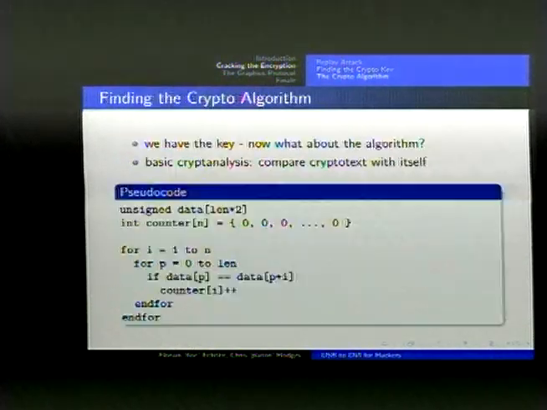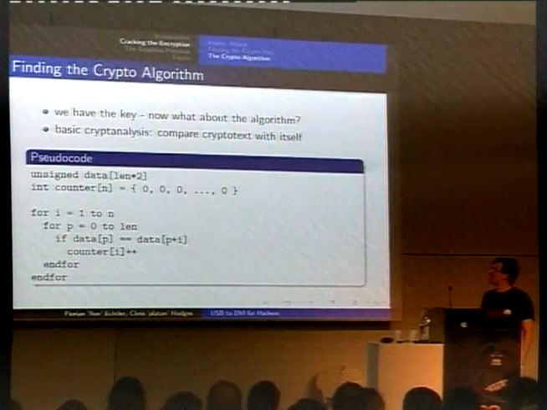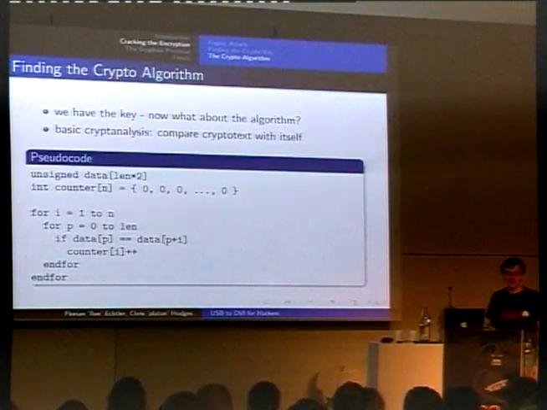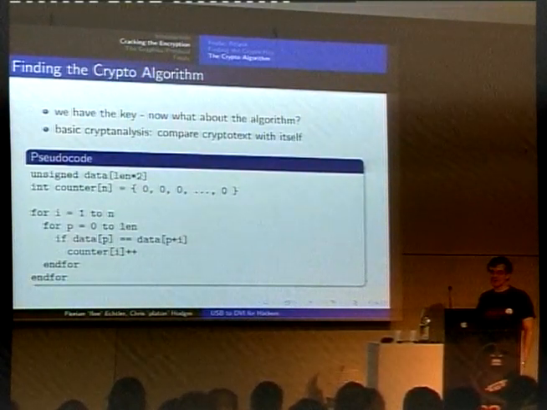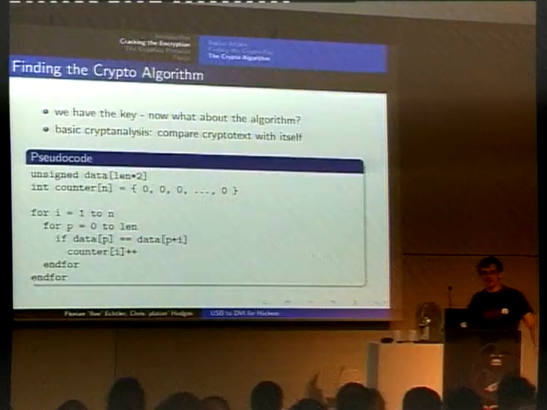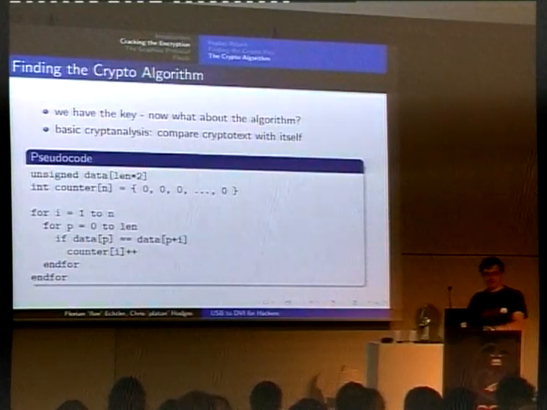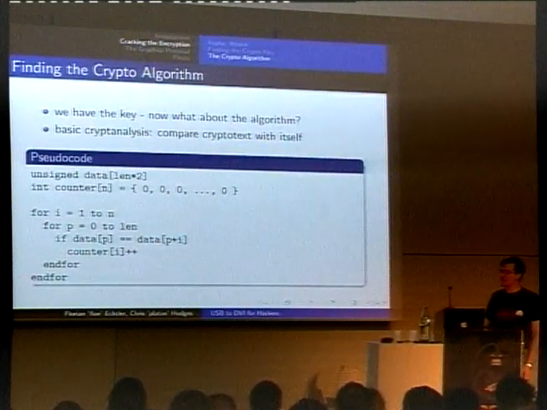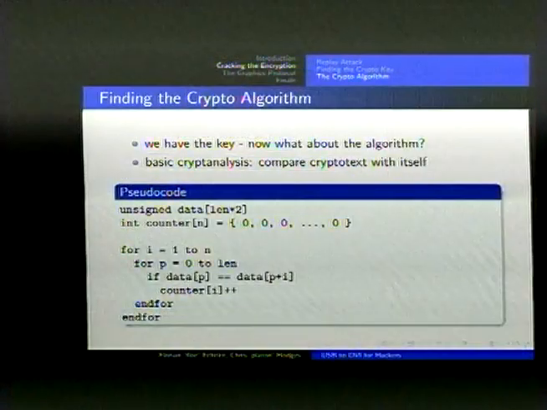But of course, this didn't help very much at that point, because we still didn't know what the algorithm used for the encryption actually was. So we tried some very basic crypto analysis, which is just to compare the crypto text with itself, shifted by a certain length. You take some buffer of crypto data, and for half of the length of this buffer, you compare byte in location 1 to byte in location 1 plus some certain offset. And if these bytes are equal, then you increase a counter. And the results were quite convincing.